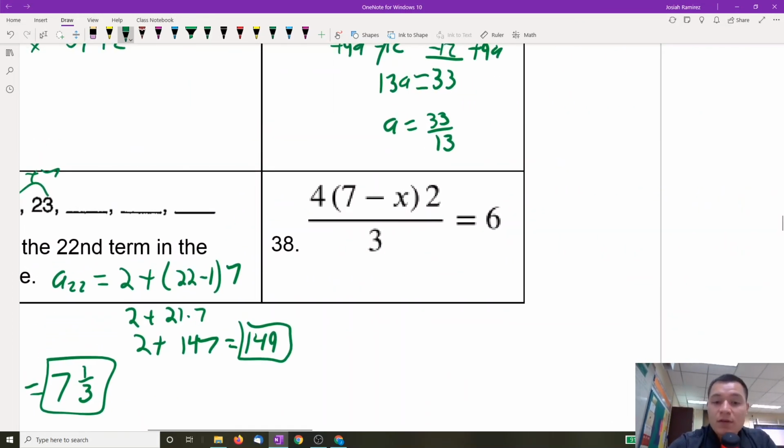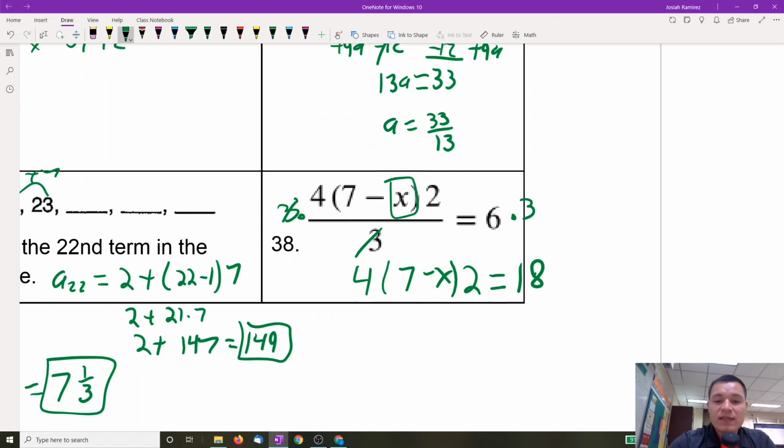Last one. We need to get x by itself. You should start by getting rid of the denominator. So we'll multiply by 3. We'll copy what's left over, and 6 times 3 is 18. Then I think we should divide by the 2, because that fits evenly into 18.